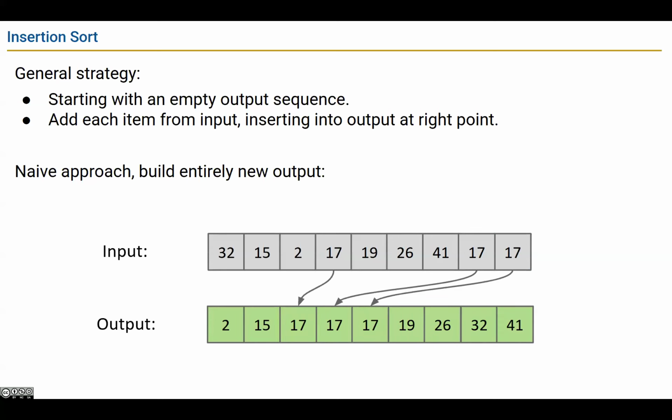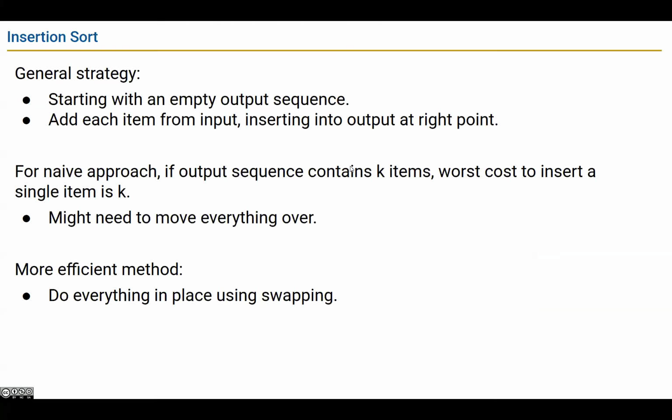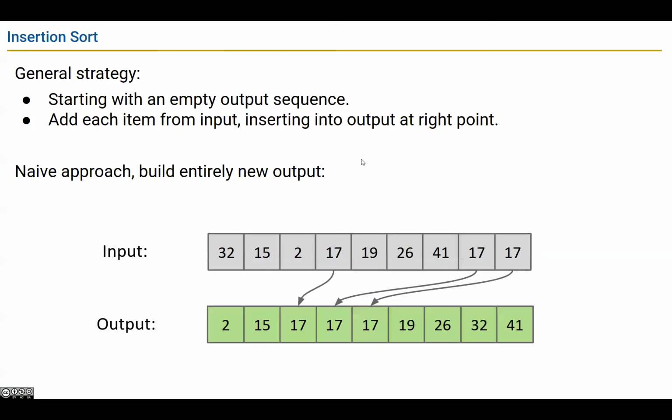So how do you think this runs? Well, for a naive approach, if the output sequence contains k items, the worst case cost to insert a single item is k units of time. Why is that? Well, you do have to check with the output array, but you could theoretically do this in log time if you do binary search to find where the spot is.